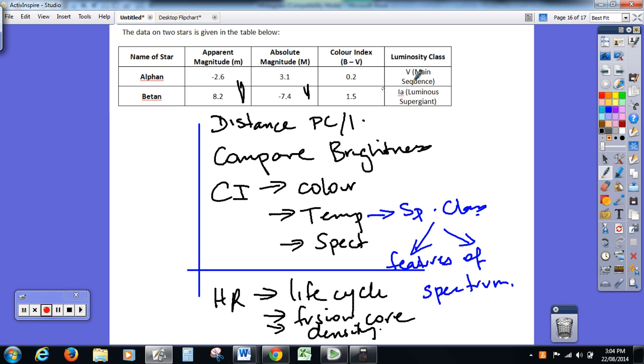So just from this little information alone, we've come up with a hell of a lot of information about these two stars.